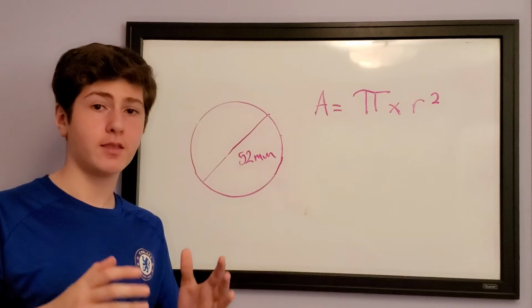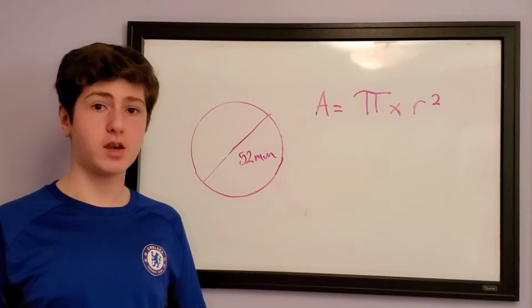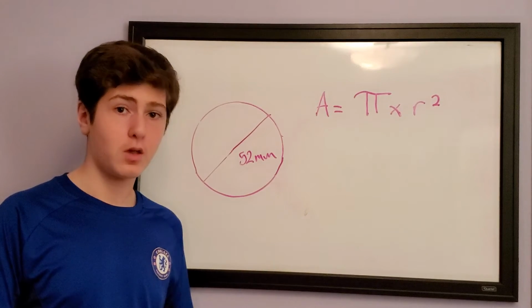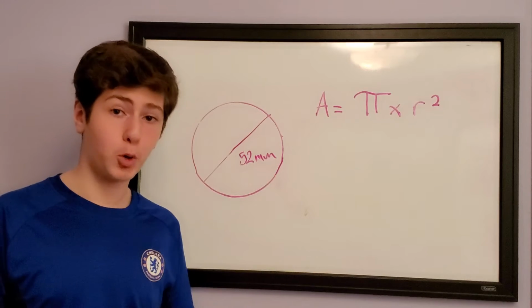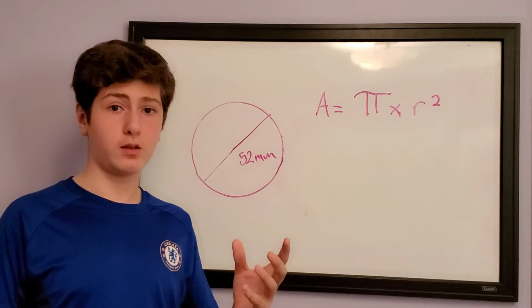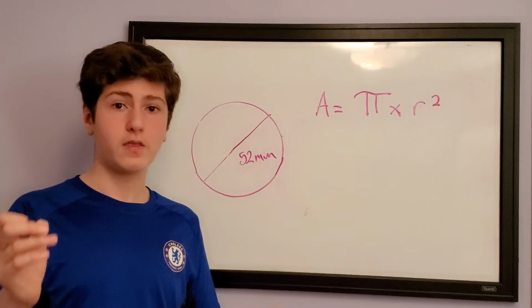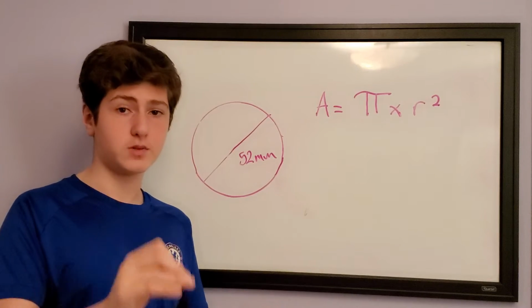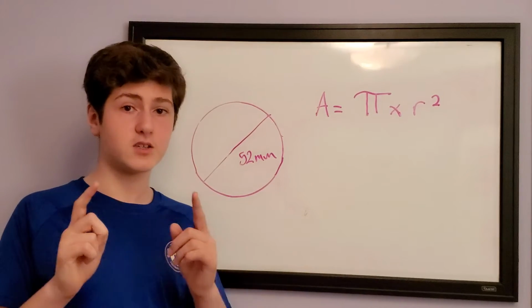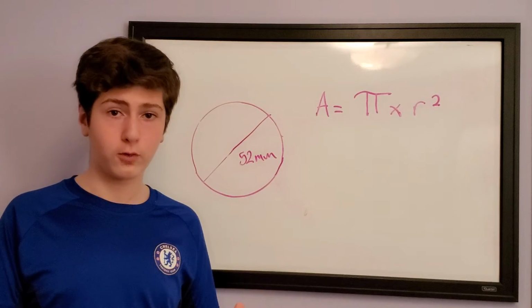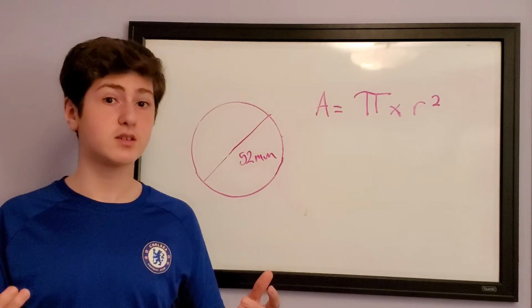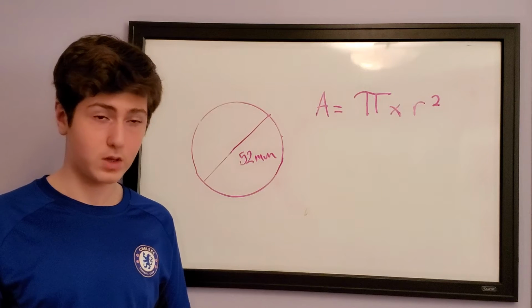What if we had the diameter of a circle and not its radius? One important thing we need to know is that there is a very important relationship between the radius and the diameter. The diameter is always times 2 of the radius. This is very important to know when it comes to area or any other form of measuring circles, especially circumference.